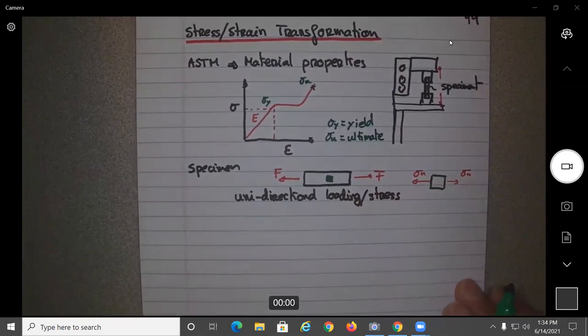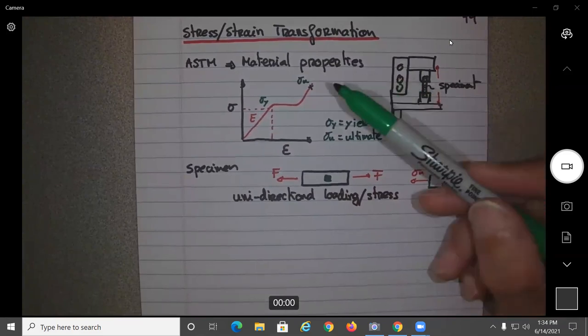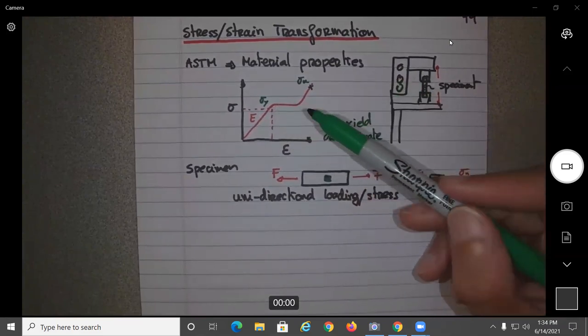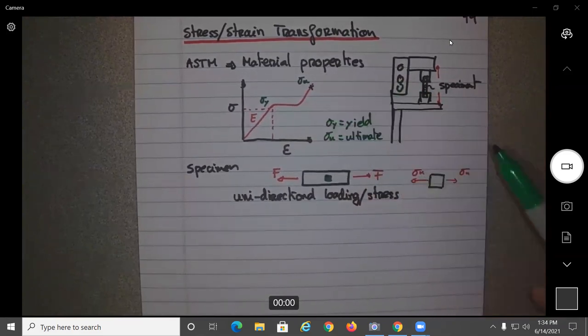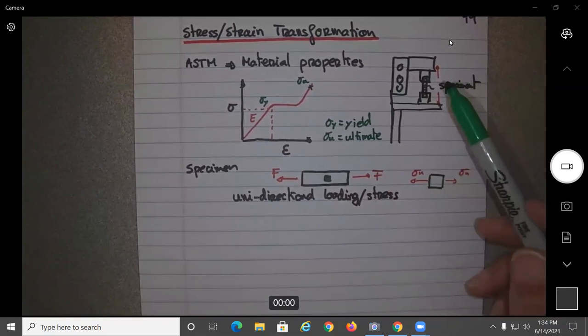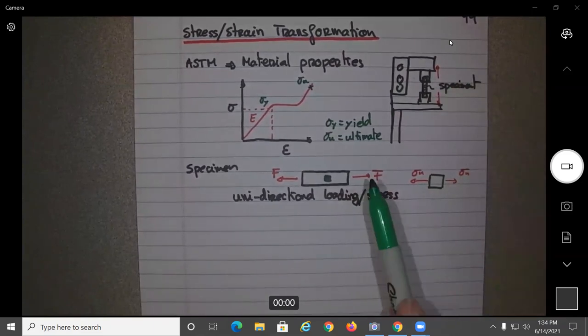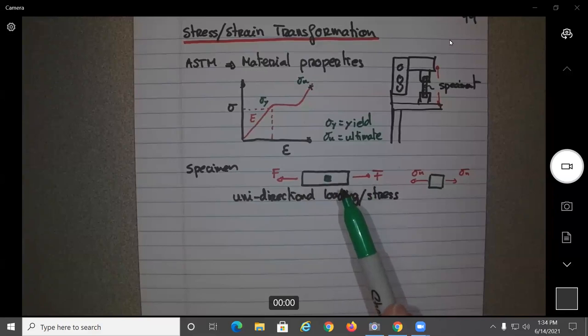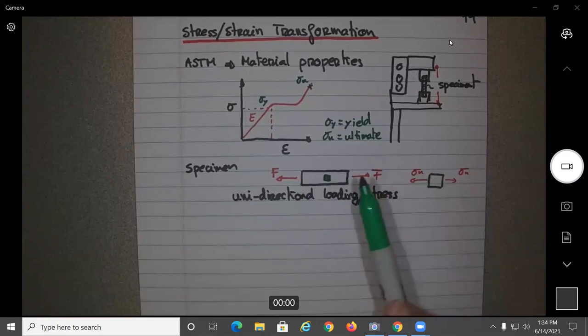Okay, so what's important here to understand is that these values that you find experimentally are obtained using the ASTM machine that is only loading the specimen in one direction, okay? So basically the stresses will only be given to you in the direction of the loading, okay?